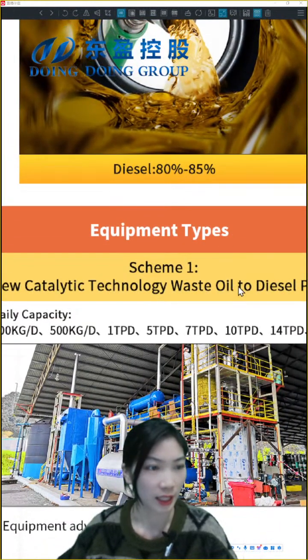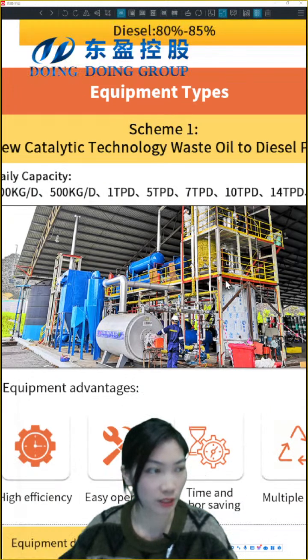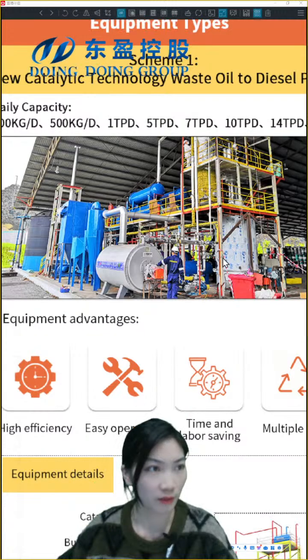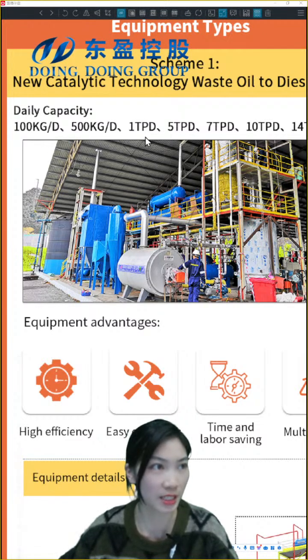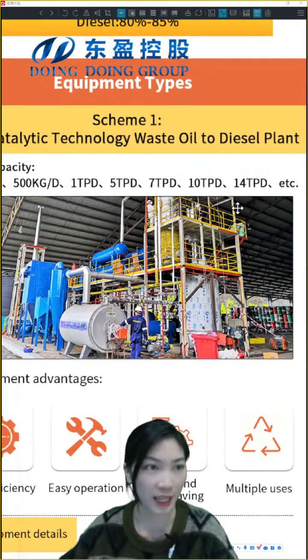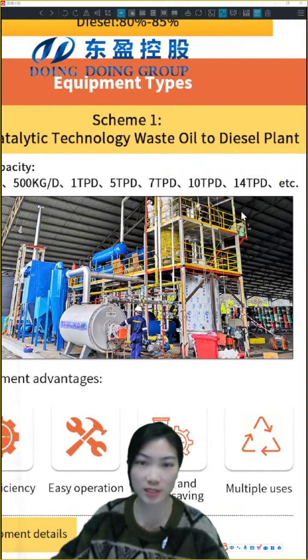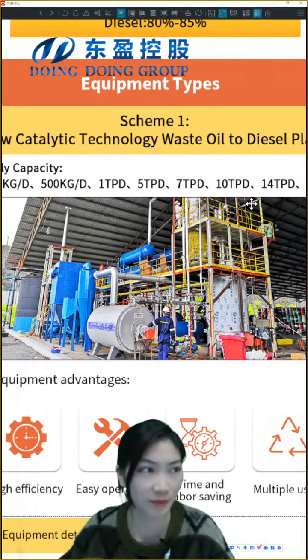Now we have many types of daily capacity for your choice. We have 100 kilogram per batch, 500 kilogram per batch, 1 ton, 5 tons, 7 tons, 10 tons, and 14 tons. Actually, this 14 tons we can also set as about 15 tons, because in actual feeding we can feed about 14 to 15 tons.